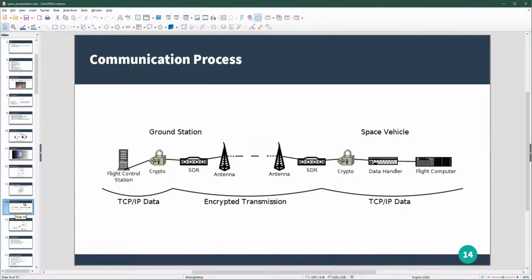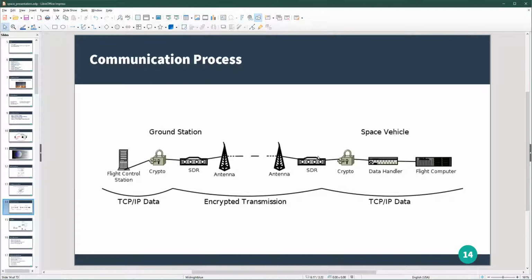So how does the communication process between a space vehicle and a ground station work? Well, first you have your mission control center, your flight control center, right? And then the data usually goes through some cryptography process, through an SDR, to an antenna. And then, of course, that gets wirelessly transmitted to the space vehicle, right?